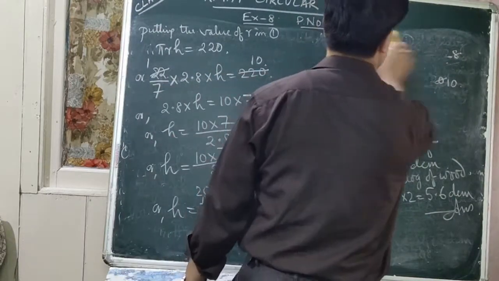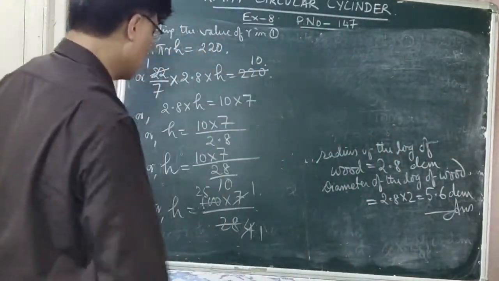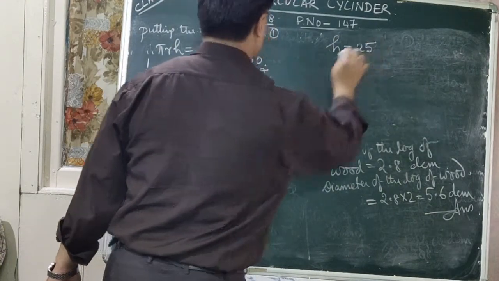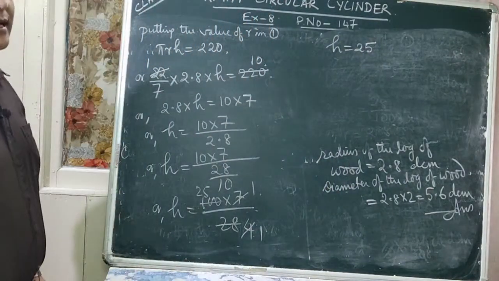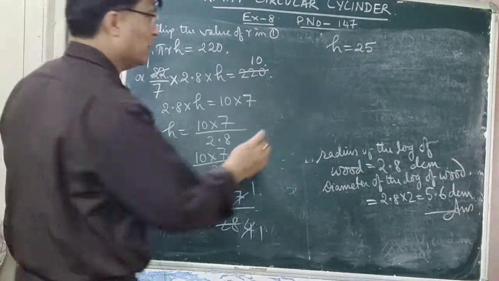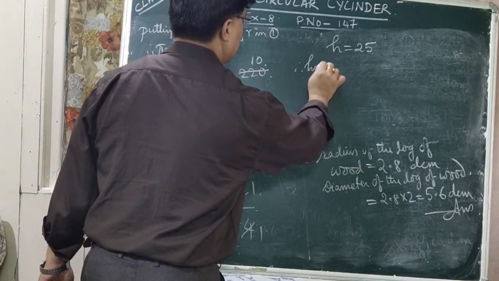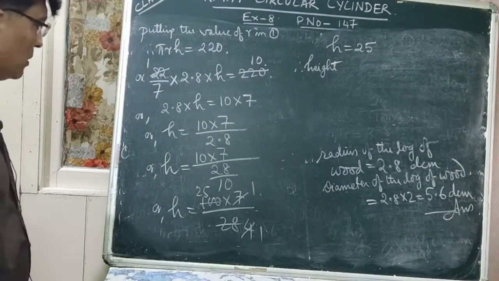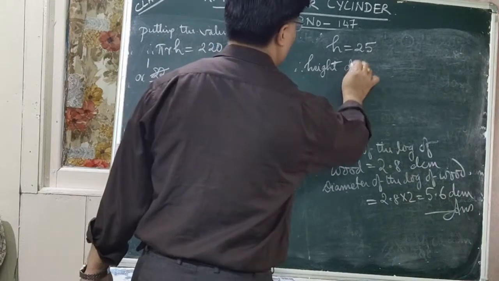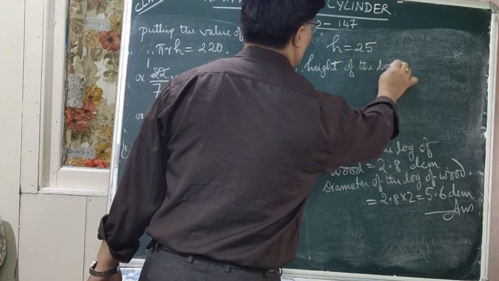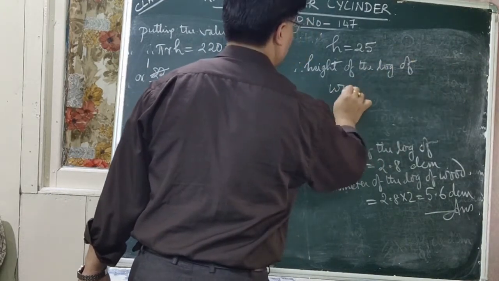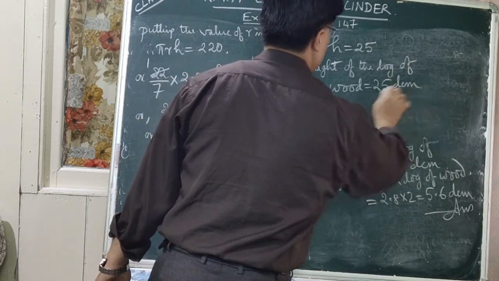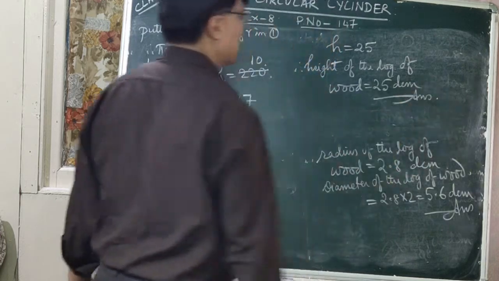So that means what is the value for h? What is the value for h out here? h is equal to 25. So here h is equal to 25. So what is the height of the log of wood? It is 25 decimeter. Therefore height of the log of wood is equal to 25 decimeter. So this is the final answer.